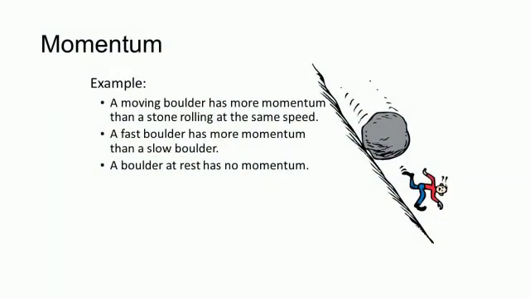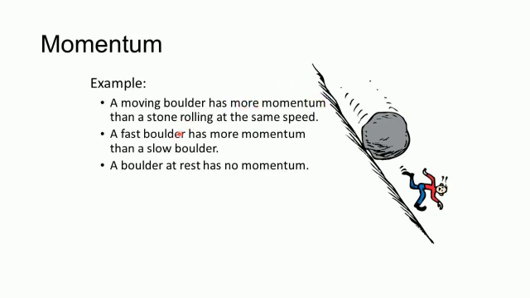Here I have an example of momentum. Suppose we are considering a boulder and a stone. A moving boulder has more momentum than a stone rolling at the same speed. So a boulder is moving and the stone is also rolling, and the moving boulder has more momentum than the stone.